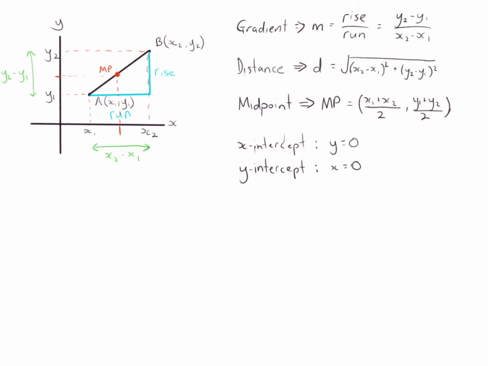Now let's look at equations of lines. There are 3 main types that we'll be looking at. The first, which should be familiar, is when we know the y-intercept and the gradient. First, we will look at gradient intercept form.